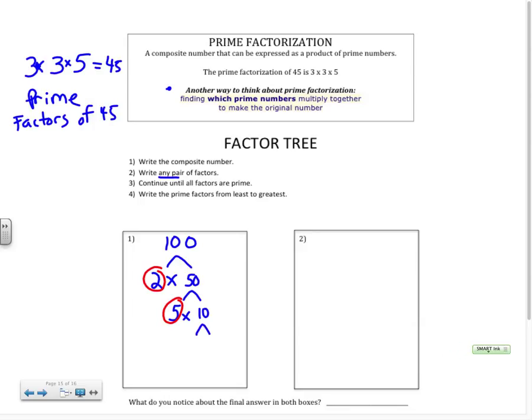So the 2 factors that make up 10 are 2 times 5, and I identify them as prime so I can circle them. So my final answer, if I look at all the prime numbers I have circled, I'm going to order them from least to greatest. 2 times 2 times 5 times 5. If I check to make sure that's the right answer, I will see that it is. 2 times 2 is 4, 4 times 5 is 20, and 20 times 5 is 100. All right, so that's how you do a factor tree.